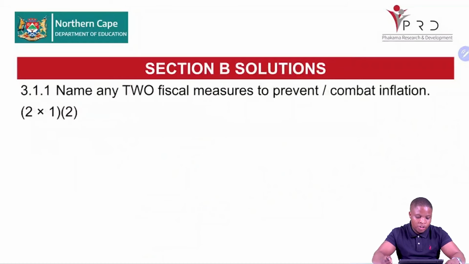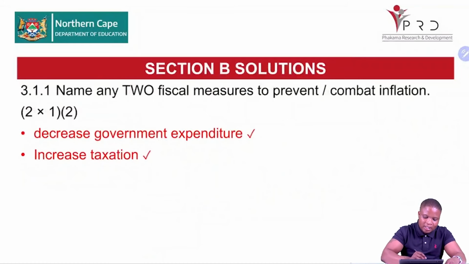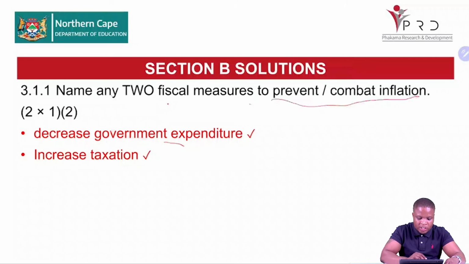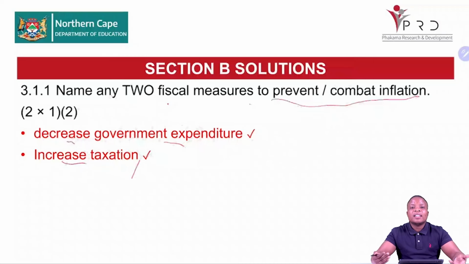How to answer the question? You say decrease government expenditure. You don't just say government expenditure, it will be incorrect. Remember, name any 2 fiscal measures to prevent inflation. When you say government expenditure, we don't know if you are increasing or decreasing. So you should say decrease government expenditure and increase taxation. When we decrease government expenditure, the money in circulation will decrease as well, so that can combat inflation. When we increase taxation, our disposable income decreases. Therefore, demand-pull inflation can be combated.